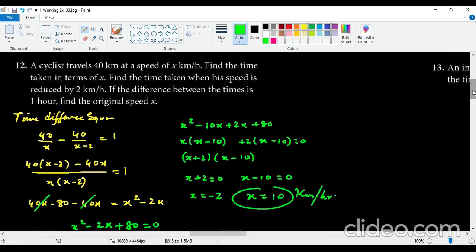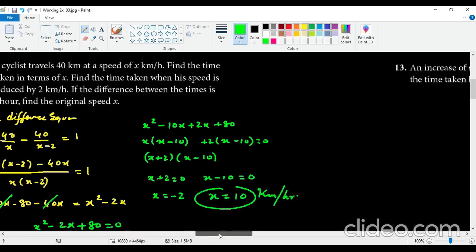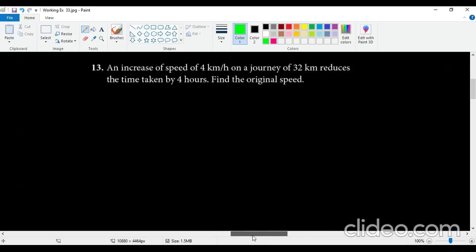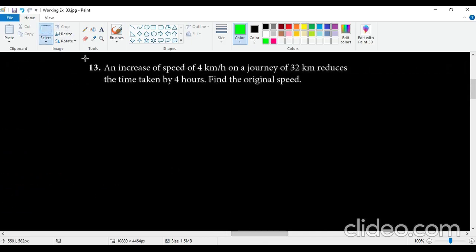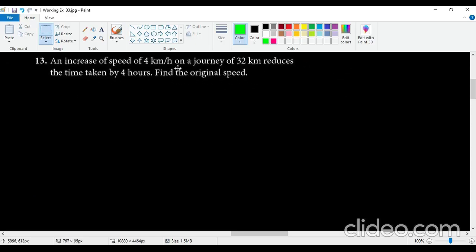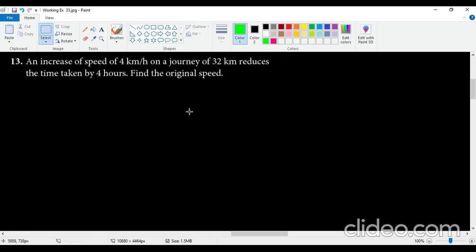Moving on to question number 13. I'll just bring it here. According to the given condition, it is going to be 32 over x and minus 32 over x plus 4 is going to be added, which equals 4 hours.